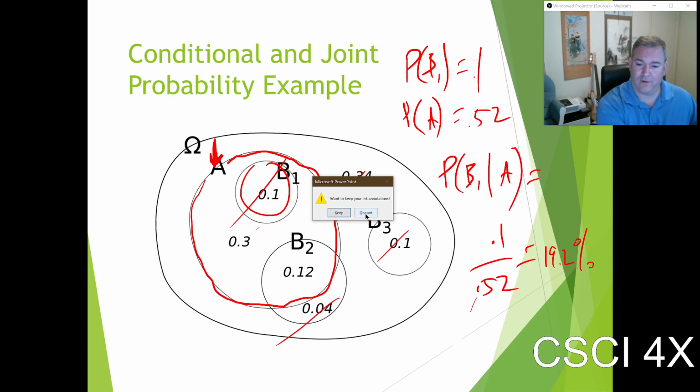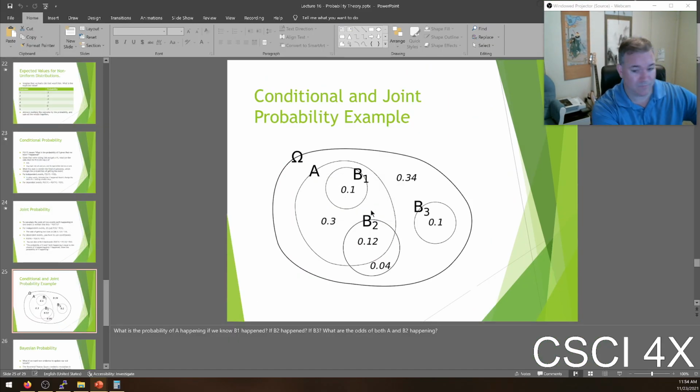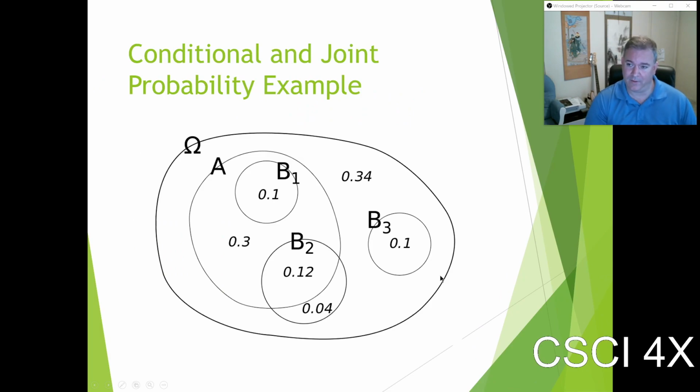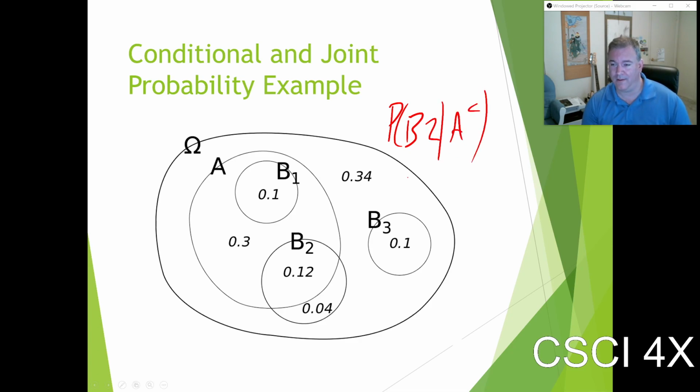Okay, so what is the probability of B2 given A did not happen? What is the probability of B2 given that our event is not in A?